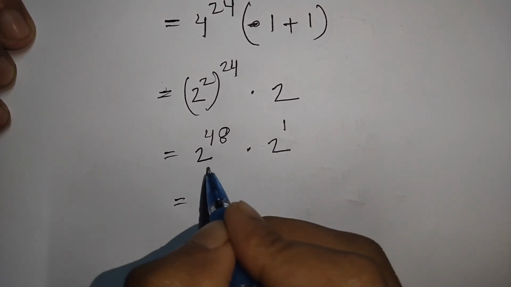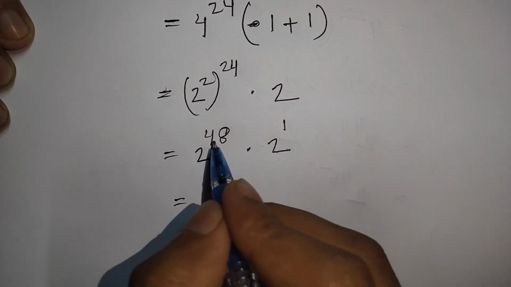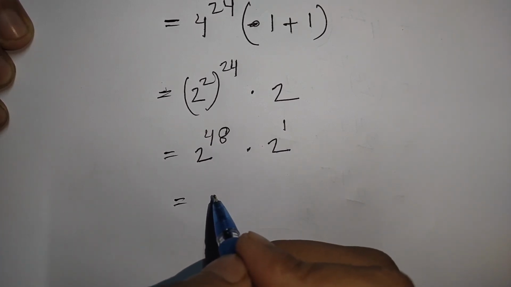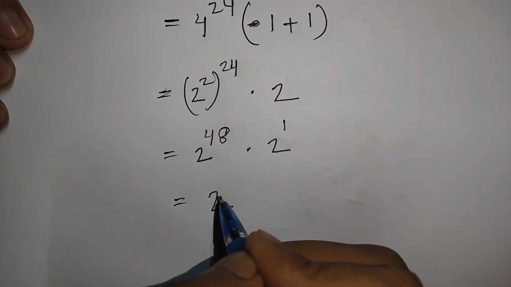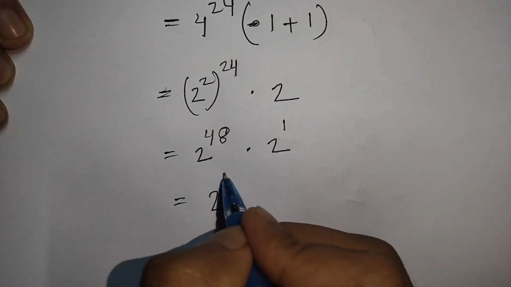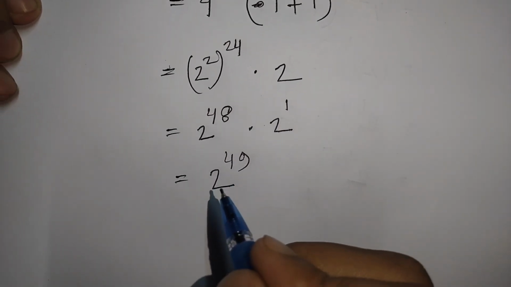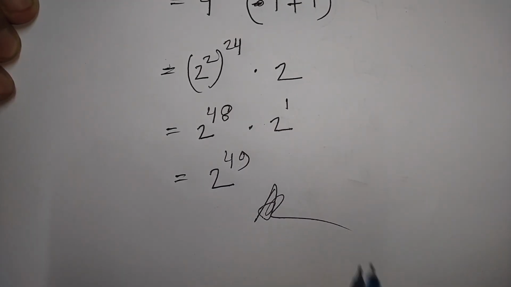Now we see that 2 has the same base but different powers, so we can write here 2 to the power 48 plus 1, that means 49. So 2 to the power 49 is the correct answer.